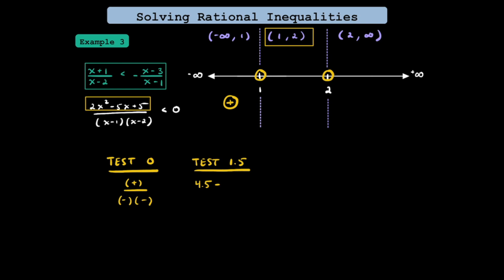Minus 5 times 1.5 is going to be 7.5. We're going to add 5 here. 4.5 minus 7.5 is going to be negative 3, and negative 3 plus 5 is going to be 2. Our numerator here is going to be a positive value.